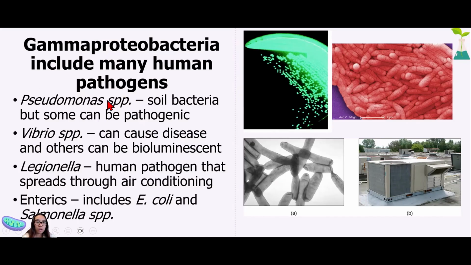And by the way, whenever I have spp. with a dot, that means species. So I'm talking about Pseudomonas as a genus, and then there are multiple Pseudomonas species. There's Pseudomonas putida, and then there's Pseudomonas aeruginosa. So I'm just grouping them into one and giving you a general overview of that genus or that group, whatever you want to call it.